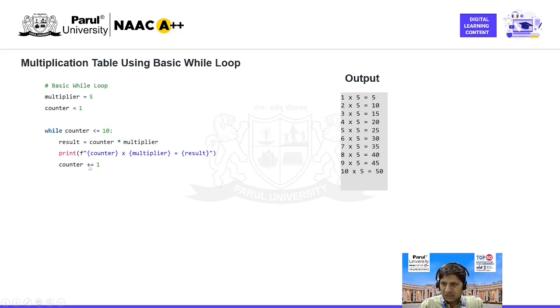Second, the counter plus equal to 1. Now counter is increased by 1. Counter becomes 2. 2 is less than 10. Yes. Result equal to counter 2 into multiplier, 2 into multiplier 5. The value of counter is printed here, 2. The value of multiplier is 5, and the result 2 into 5, that is 10. And the same process repeats until the counter becomes 10.